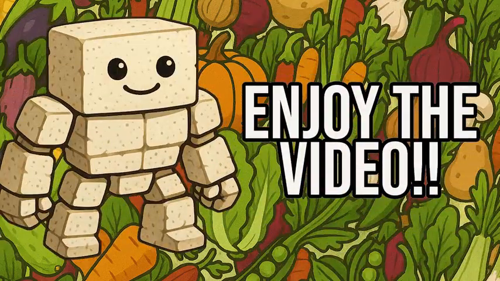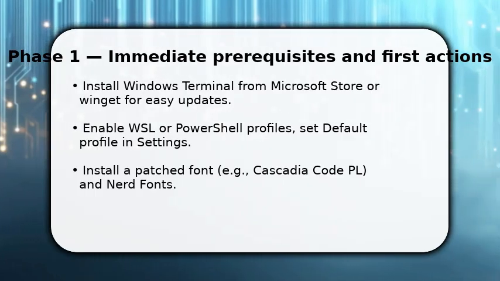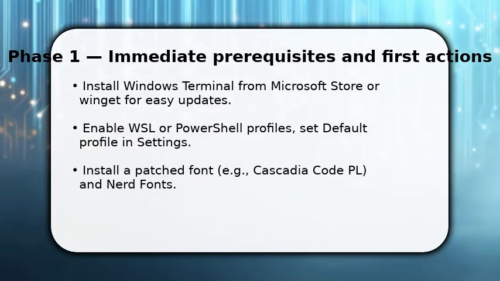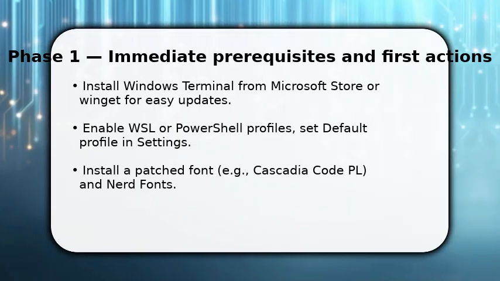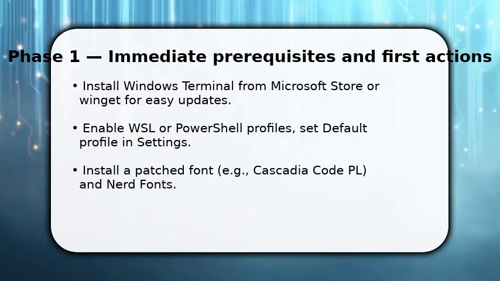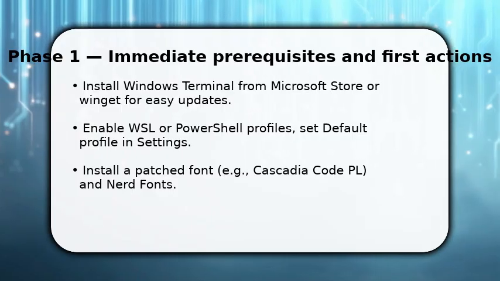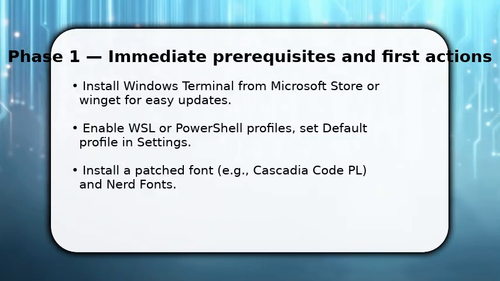Please enjoy the video. You start by getting the prerequisites in place. Install Windows Terminal now and pick your shell, PowerShell, CMD, or WSL. Once done, set the default profile so every new tab opens where you want. Next, install a patched font like Cascadia Code PL or a nerd font to get ligatures and icons.